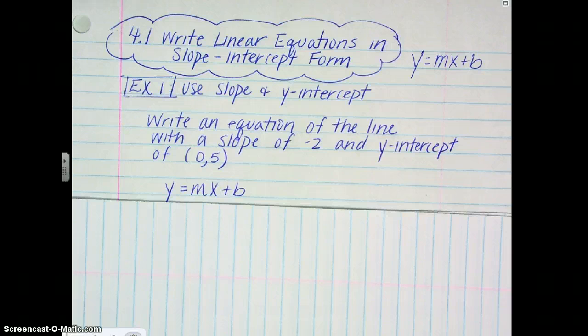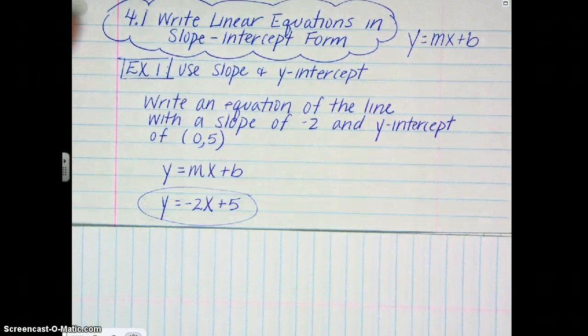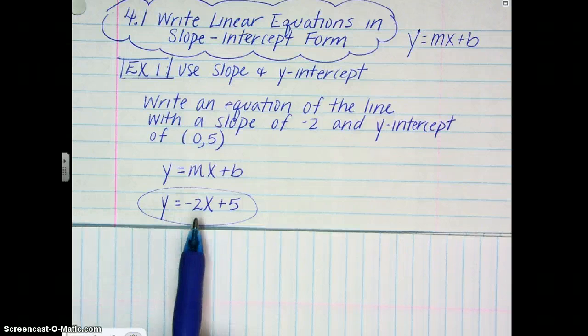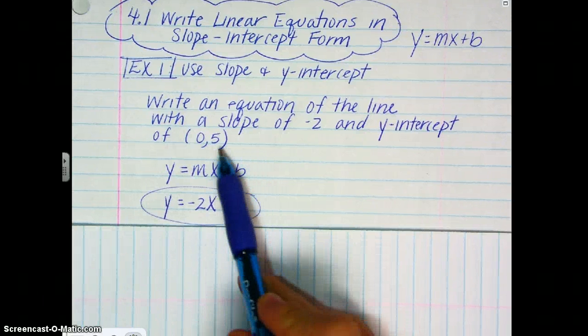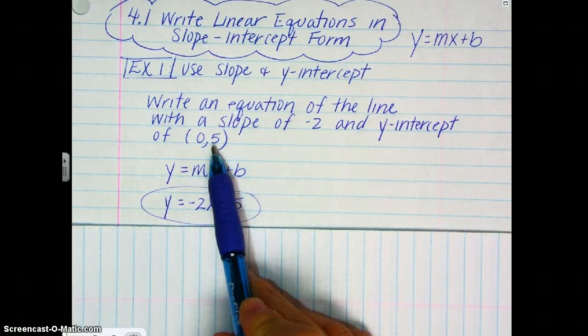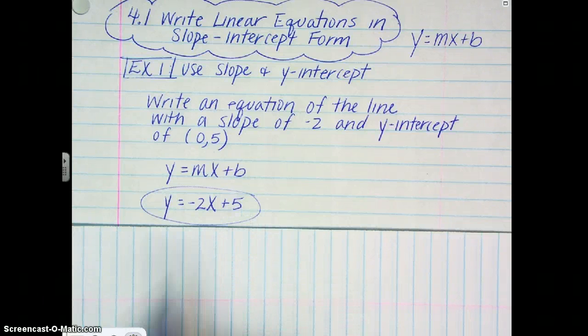So looking at the y equals mx plus b form, we can plug those values in, and there's the general form of our equation. y equals, again, -2 is the slope, so that's our m, and then plus 5 because the y-intercept is at (0, 5), and positive 5 is the y-coordinate of the y-intercept. So that would be the equation for that line.